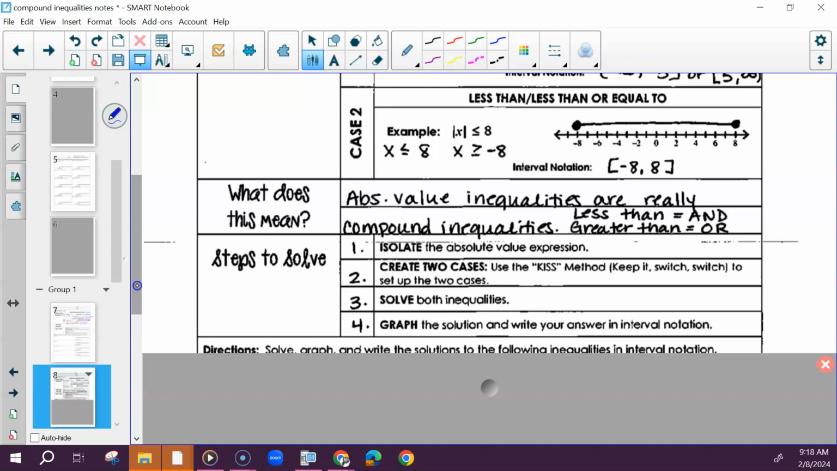Absolute value inequalities are really compound inequalities where less than or equal to is and, and greater than or equal to is or. To solve our absolute value inequalities, very similarly to how we would solve absolute value equations, isolate the absolute value expression, make sure there's nothing outside of the bars. Once that's done, drop the absolute value, create your two cases, keep one the same, and then switch the direction of the sign, and switch the number to be a negative. Solve both inequalities, and then graph the solution, write your answer in interval notation.